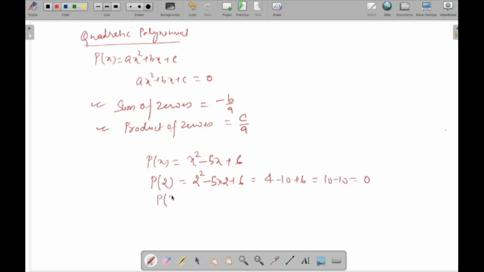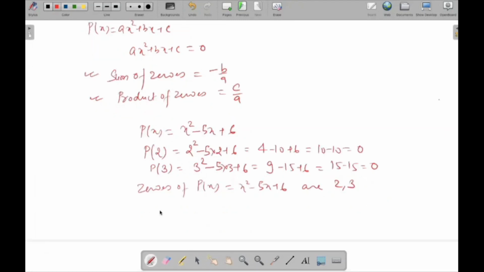What if I put x is equals to 3? So this will become 3 square minus 5 into 3 plus 6, which will be 9 minus 15 plus 6, which will be again 15 minus 15, which will be 0. So what I've got here is that I've got two zeros of this polynomial, which are 2 and 3. And so when I do the sum of these two zeros, first of all, let's write. So zeros of px equals to x square minus 5x plus 6 are 2 and 3.